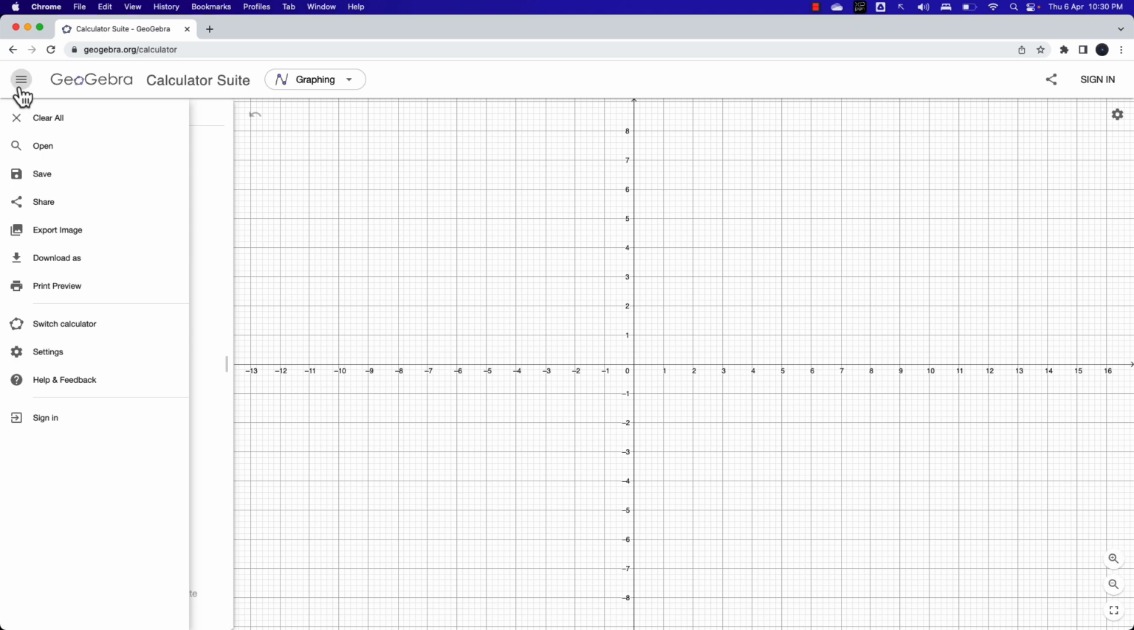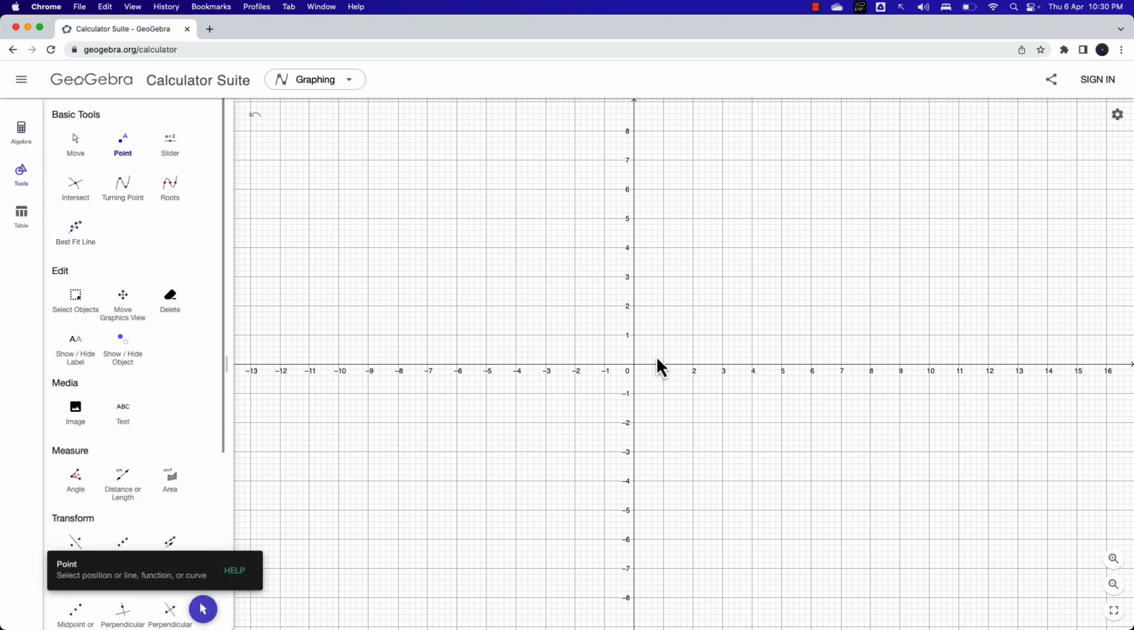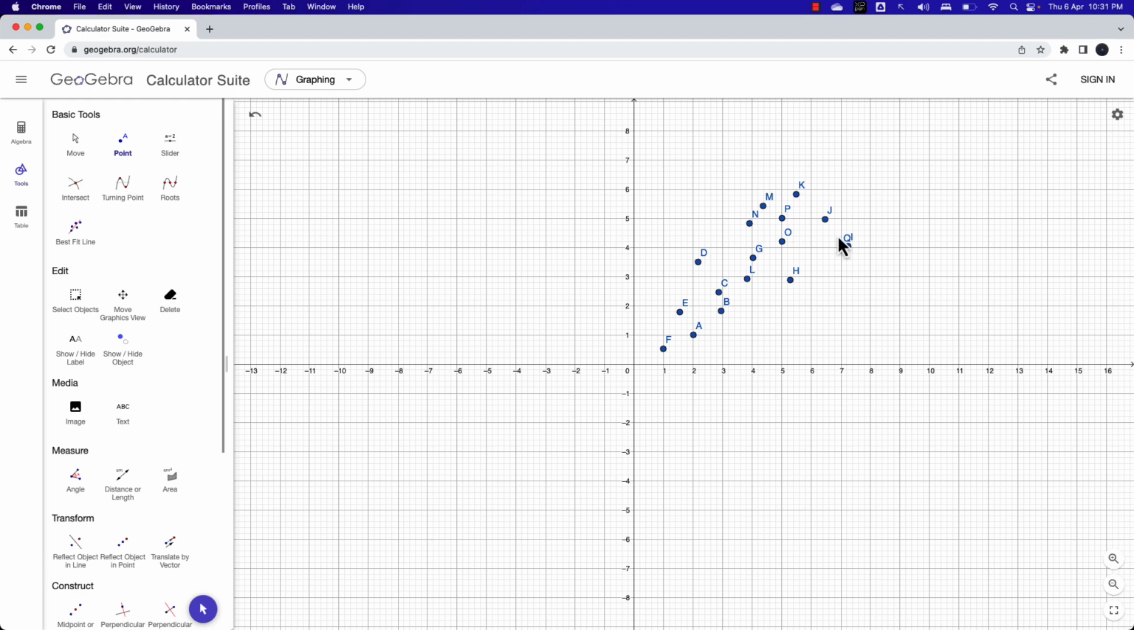So here I'll start by generating some data points. Let's say these are the various data points that I have with me. Individual data points represent individual houses.